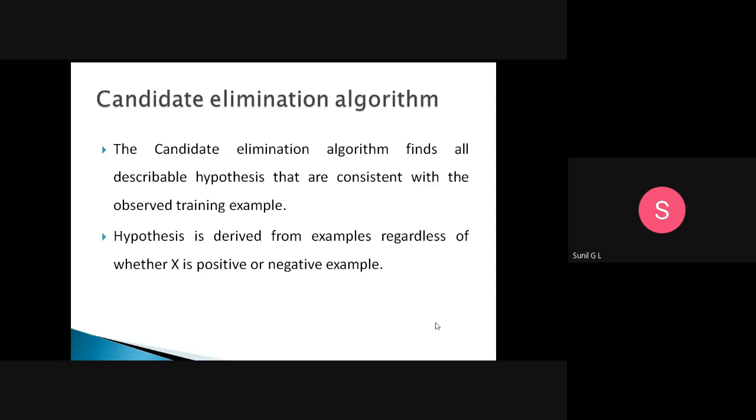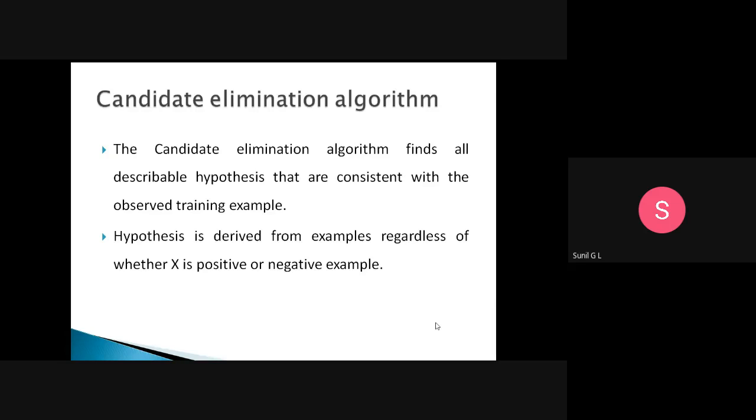Here, the candidate elimination algorithm will describe all different types of hypotheses for the given data set, whether that data set is a positive example or a negative example. Irrespective of that, it will create all describable hypotheses, which may be specific hypotheses or general hypotheses. Both will be created using the candidate elimination algorithm.